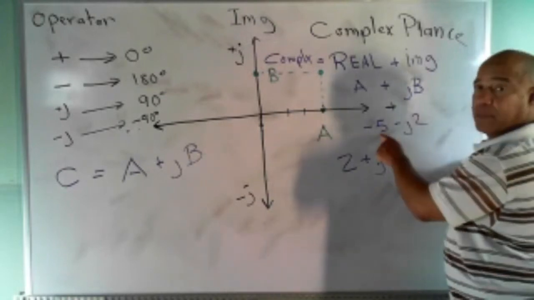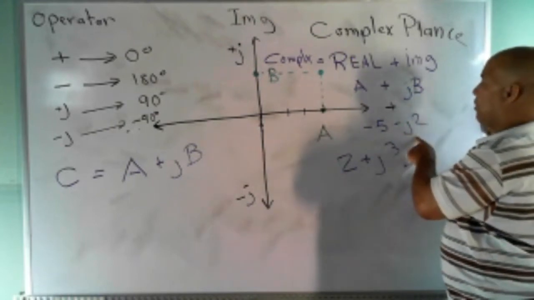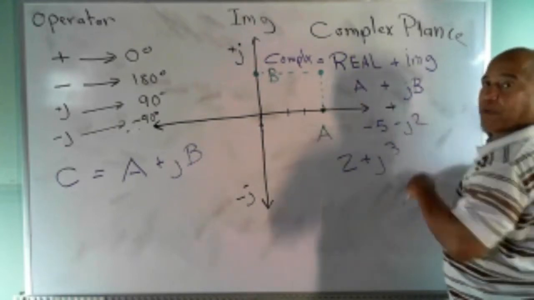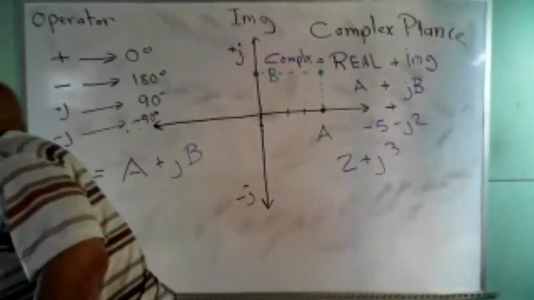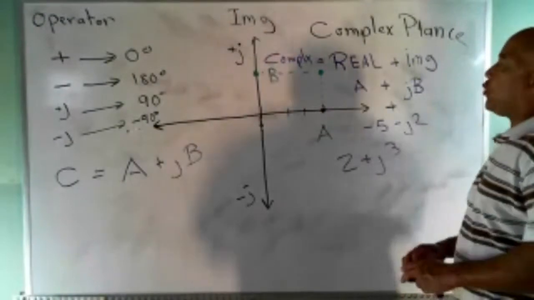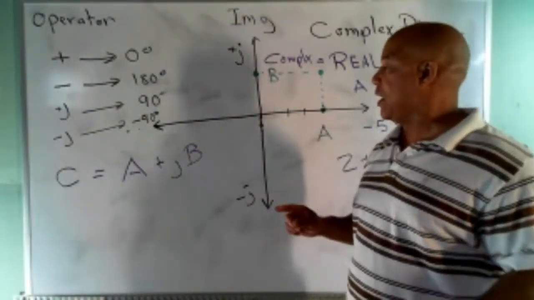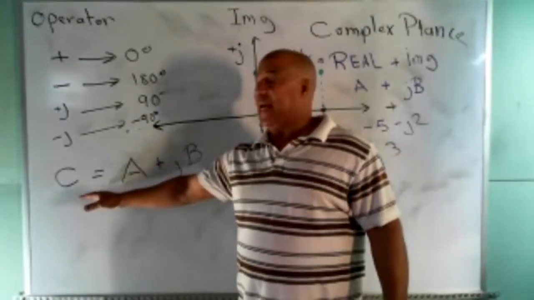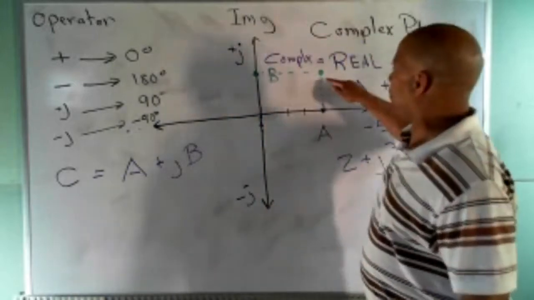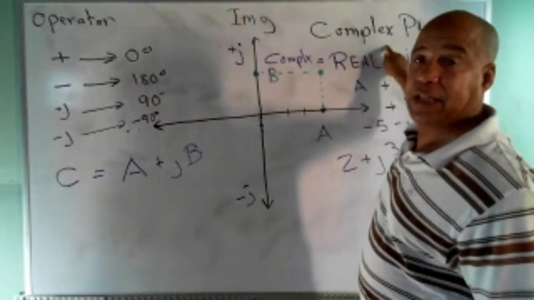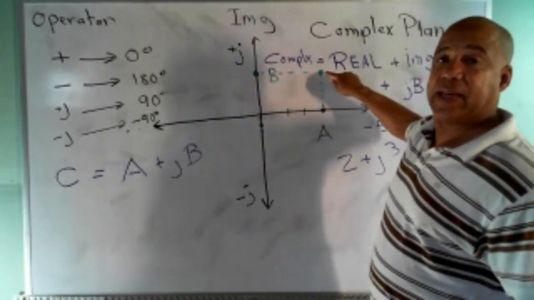A complex number has a real part. We usually write the real part first, and it has an imaginary part. The imaginary part, we show the phase with that j operator. So, two ways to think of a complex number. Way number one, a complex number is a number that has a real part and an imaginary part. Or you can say a complex number represents a point in the complex plane. A complex number is a number that represents a point in the complex plane.